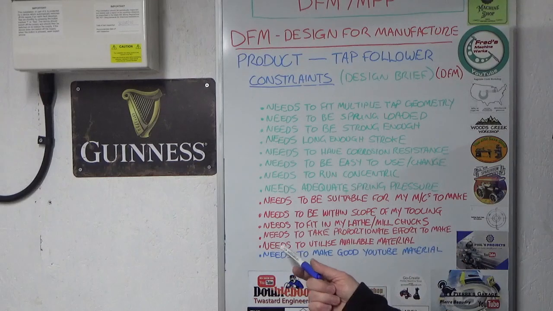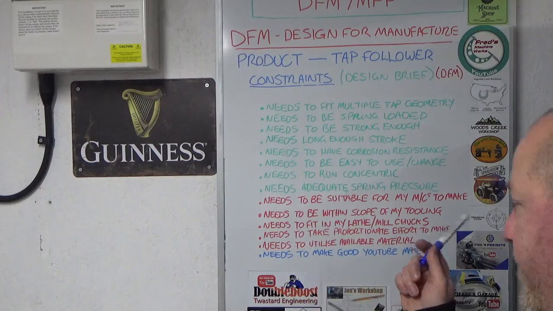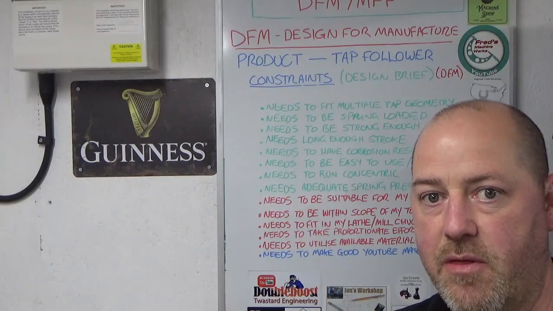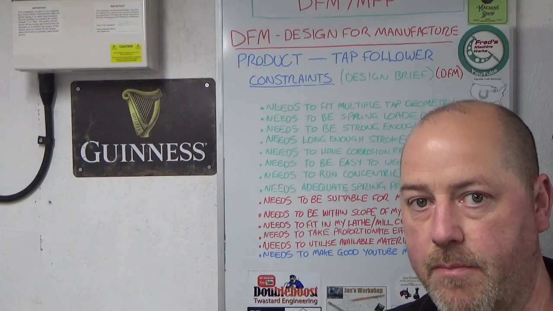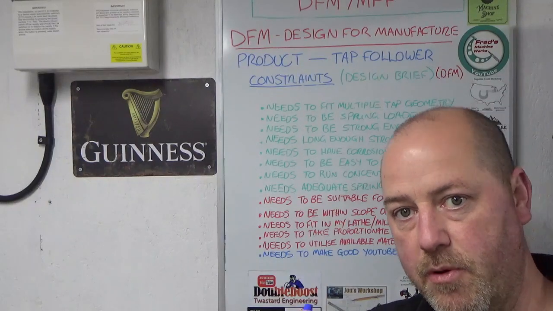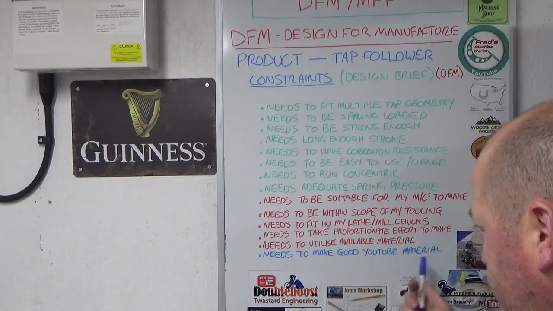Needs to take proportionate effort to make. So again, I could come up with a fantastic design that takes me 3 days to make, where I can buy one of these things for probably 25-30 quid. So again, it needs to be proportionate with what it actually is.